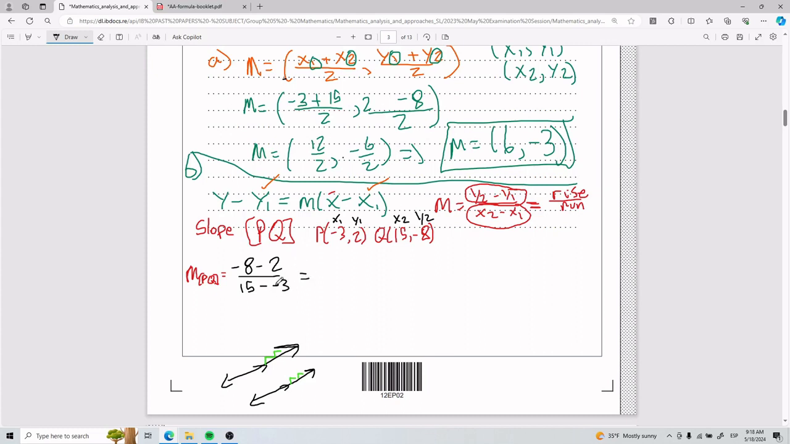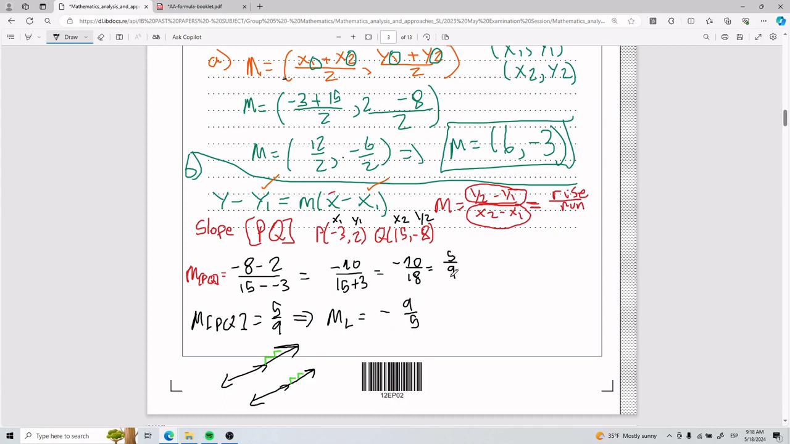So on the bottom, you have negative negative. Up top, it's -10. On the bottom, you end up with 15 plus 3. So the slope is going to be -10 over 18. Okay? And if you want to get fancy, you would simplify this a little bit. Because they're both even, you can divide both by 2. You end up with 5 over 9. So basically, the slope of PQ is 5 over 9. And this is enough for you to say that the slope of L has to be the negative reciprocal. So it's going to be -9 over 5.